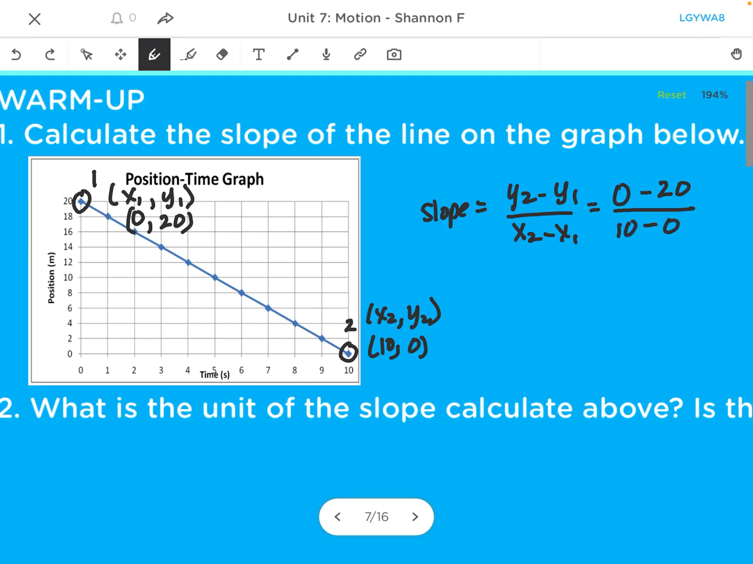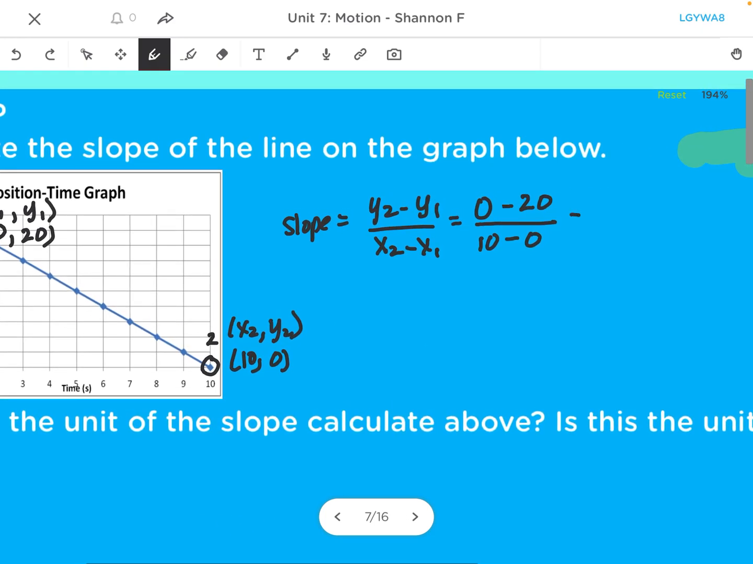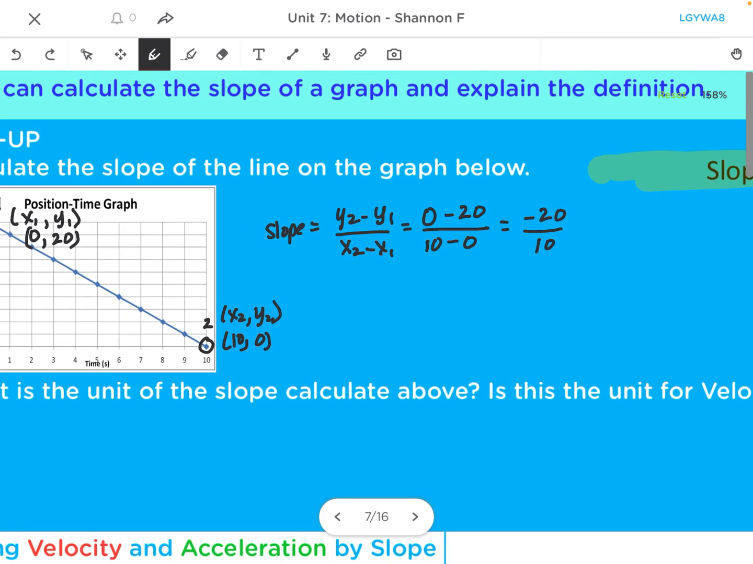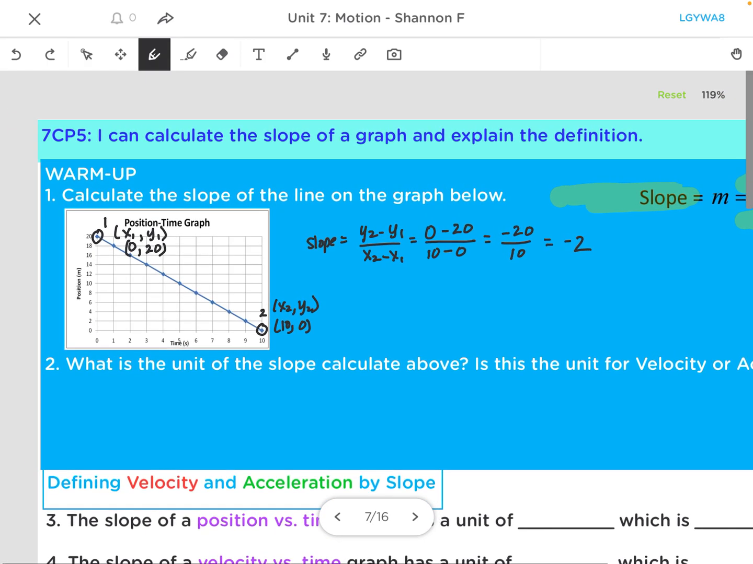And so when we're calculating that, we would get 0 minus 20 is negative 20, and we would have 10 minus 0 is 10. And so negative 20 divided by 10 is negative 2. Now you're used to just only having number values for your slope, but it turns out in physics, our slopes have units attached to them too.